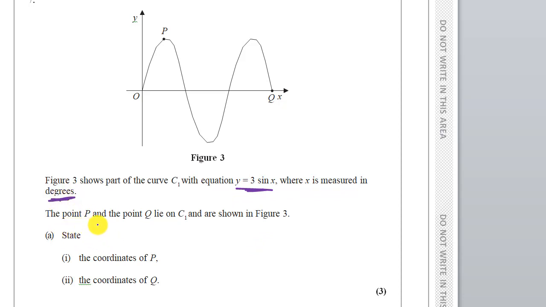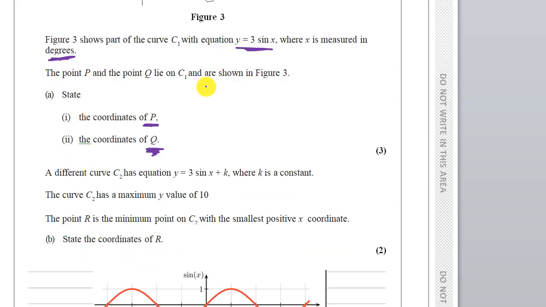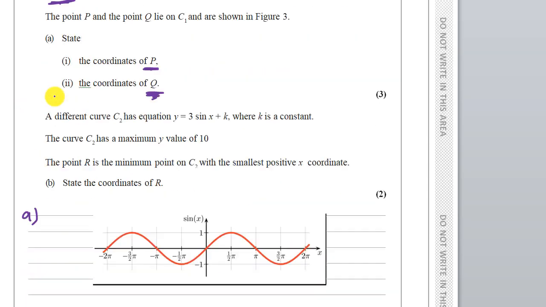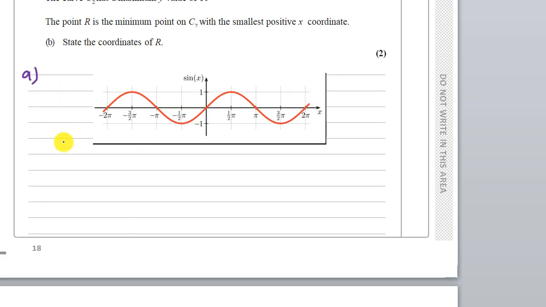The point B and the point Q lie on C1 and are shown in the figure 3. State the coordinate of B and the coordinate of Q. This is the sine curve. Remember, this is our sine curve. So this is part A. We have AI and AB. AI, point B, which is this point.